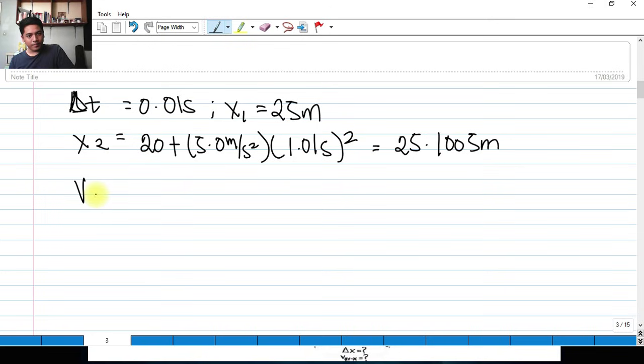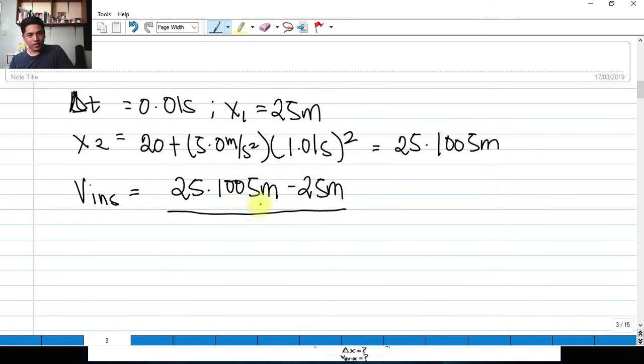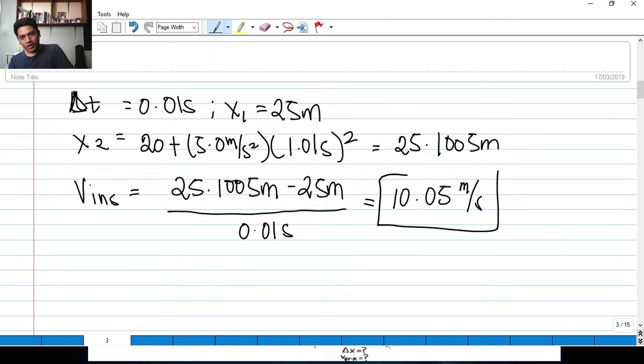So getting the instantaneous velocity as delta t is 0.01 seconds, we have 25.1005 meters minus 25 meters divided by our delta t, 0.01 seconds. So that is 25.1005 minus 25 divided by 0.01, that is 10.05 meters per second. Okay?